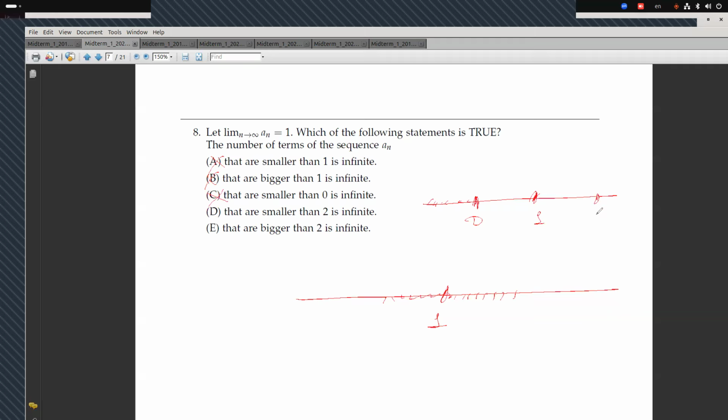Smaller than 2? Yes, of course. This one is true because we have infinitely many elements in any neighborhood of 1. Choose some neighborhood of 1 that is less than 2. Then we have infinitely many elements in this neighborhood, so less than 2. Bigger than 2? Of course, no. Bigger than 0? Yes, infinitely many elements are bigger than 0. Okay?